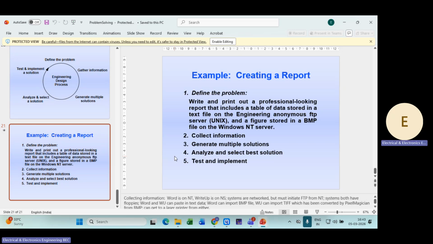Within 5 minutes, we are going to leave. No problem. Only 2 minutes now. Only 2 minutes.